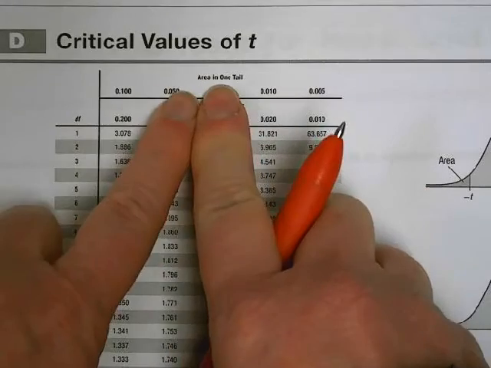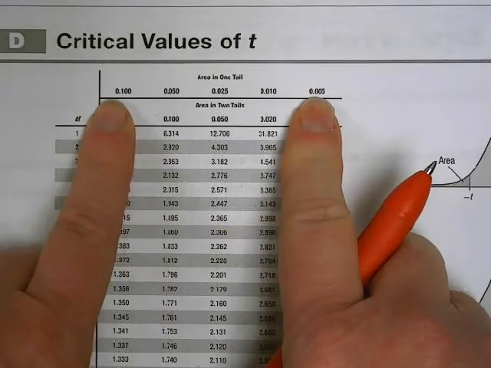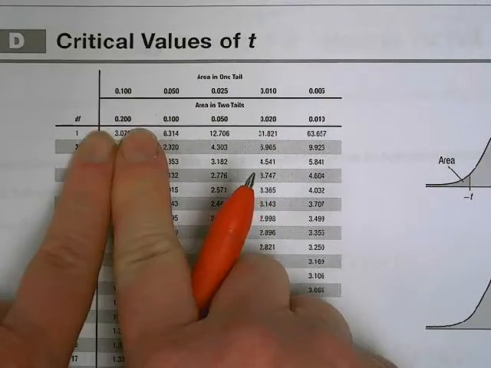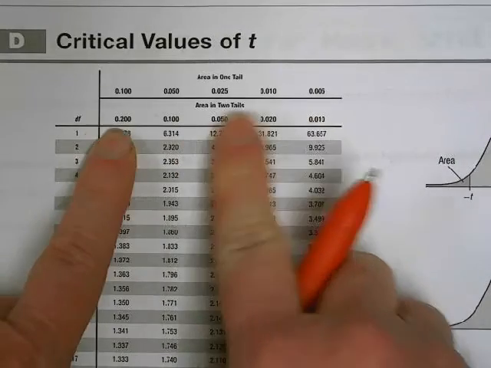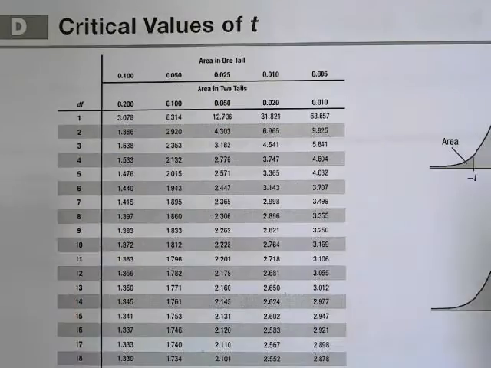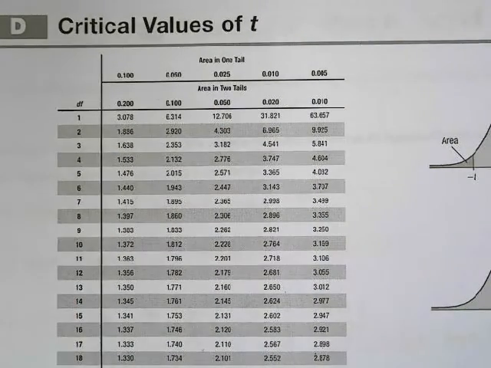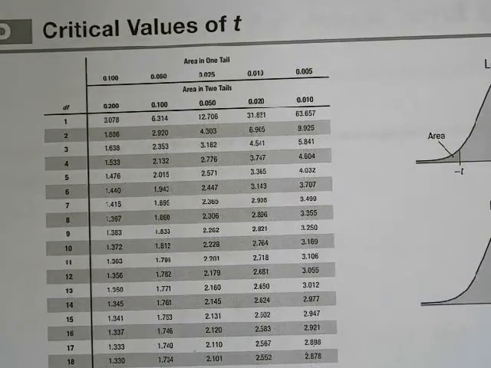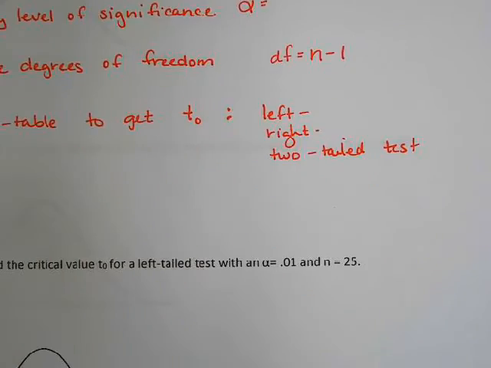This header at the top is the area in one tail. It doesn't matter if it's left or right. And then this is the area in two tails. So you just look at a different header. So with that in mind, let's try an example because I think that's probably the easiest way to figure this out.